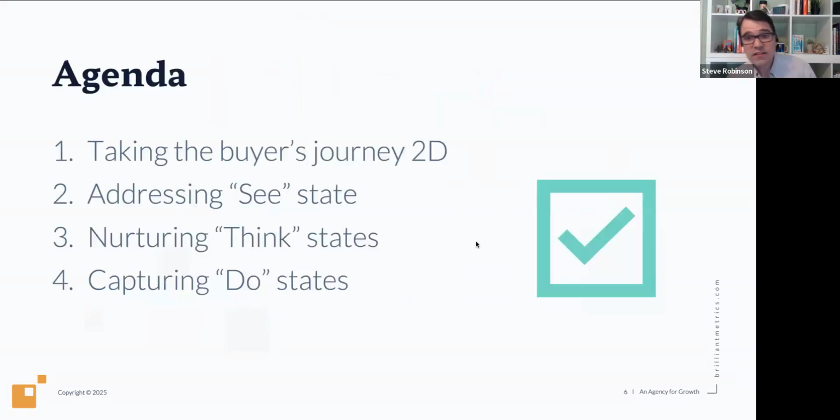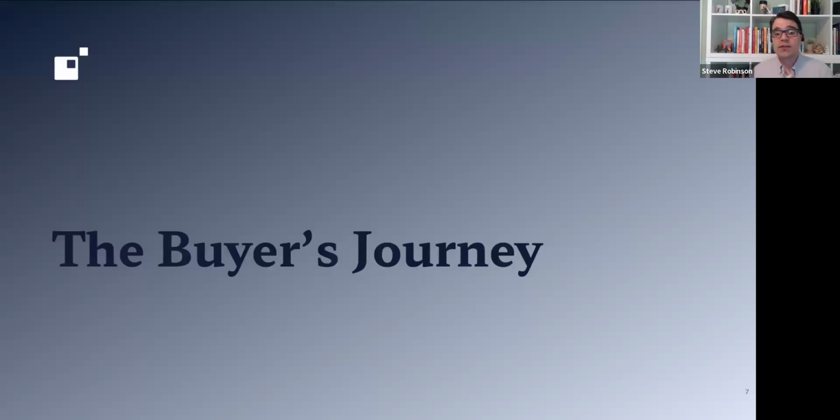All right, today's agenda. The way that we look at demand generation is through the lens of the buyer. And so we'll talk a little bit about the buyer's journey and taking it from a one-dimensional model to a two-dimensional model. From there, we'll dig into how to meet those different states within that buyer's journey, and then wrap things up with some actionable items for you to take back and run with, and obviously the punchline to the joke.